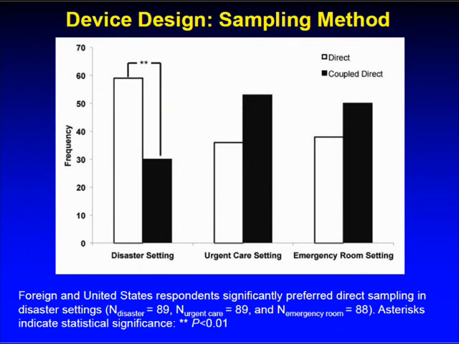This graph shows the result for the previous question. The white bars represent the direct method, while the black bars represent the coupled direct method. The x-axis is setting, and the y-axis is frequency of selection. Looking at the left bar, U.S. and foreign respondents preferred a direct sampling method in a disaster setting.